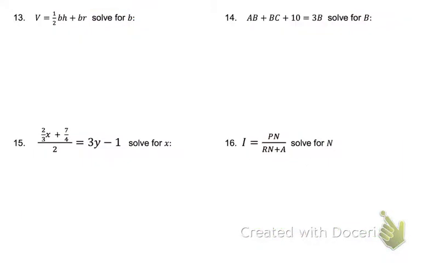Okay, these last 4, or I guess 3 out of the 4, what if my variable that I'm solving for shows up more than once? So what if there are multiple b's, or on number 16, multiple n's? Basically, what if there's more than one?